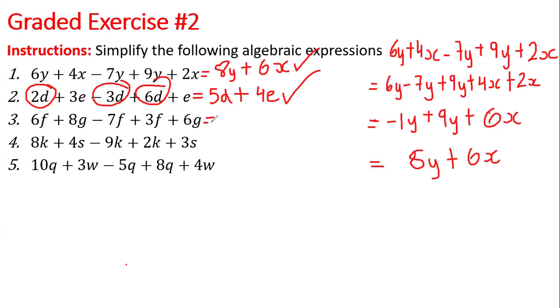Next we have number 3. What y'all have for number 3? 2F plus 14G. Say it again. 2F plus 14G. Yes, sir. So let's do the F's. We have 6 minus 7 plus 3, which gives us what? 2F. Okay, 2F plus 14G. Plus 8 plus 6 is what?